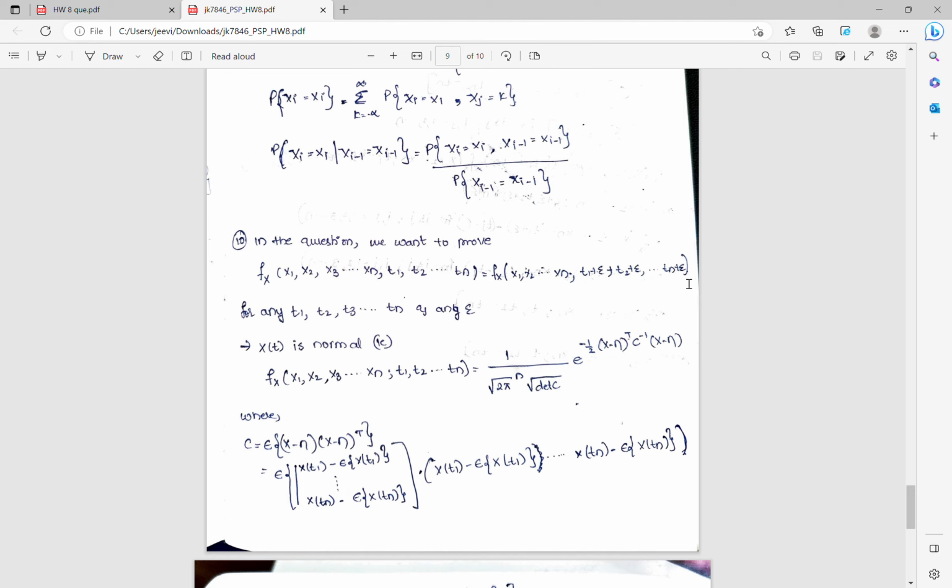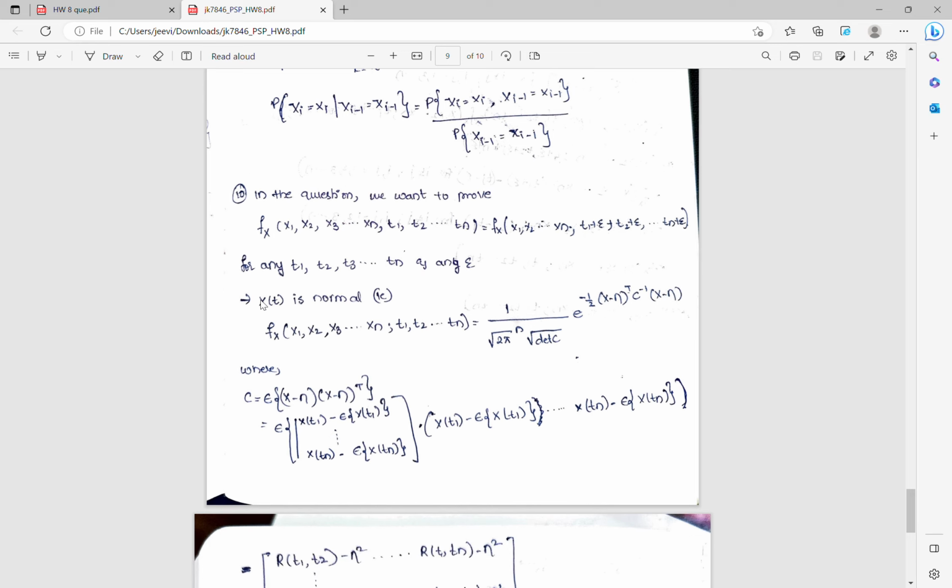So in this question, we are asked to prove that fx of x1, x2, x3 for all the values of xn and also t1, t2 and t3 and all the values of tn is equal to fx of x1, x2 and so on till xn and t1 plus epsilon, t2 plus epsilon, t3 plus epsilon and so on till tn plus epsilon, for any value of t1, t2, t3 and so on tn and any value of epsilon.